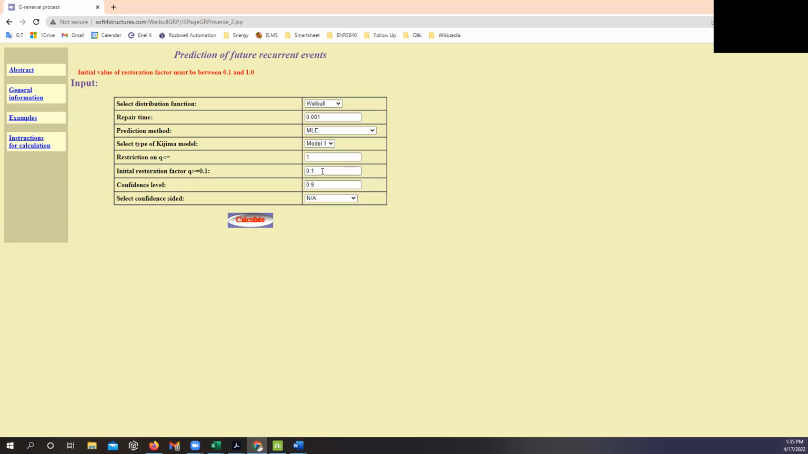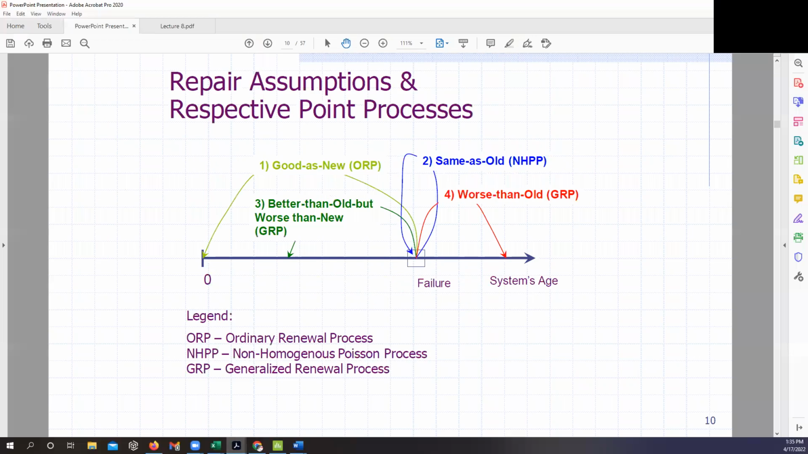And we're going to see that in the mathematical model, by the way. Now I'm looking at the restriction on Q. Here it is 1. And let's see what that means. I'm going to refer back to lecture 7, slide 10. This is actually one of my favorite graphs in this class.